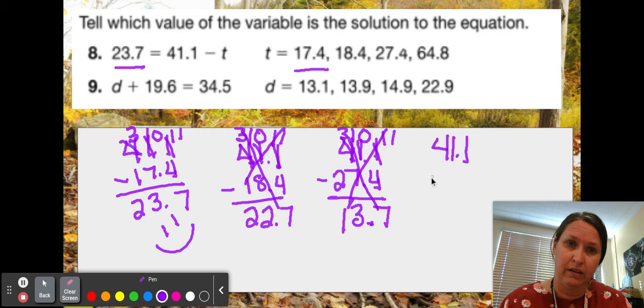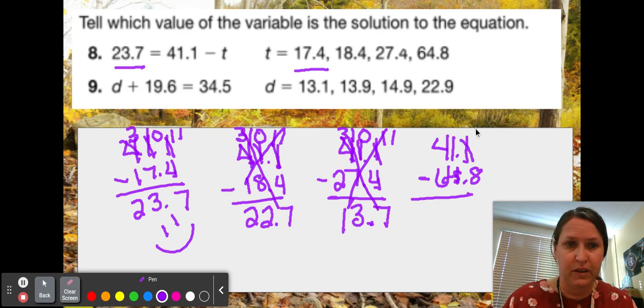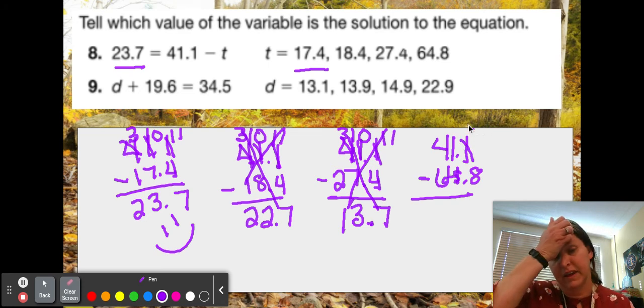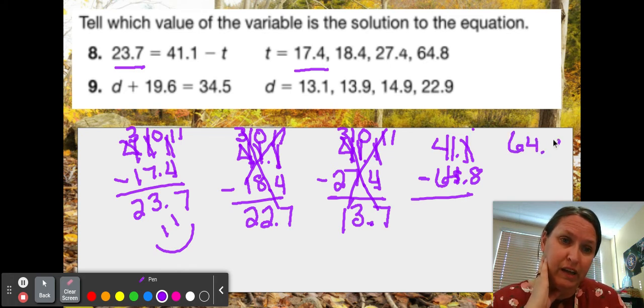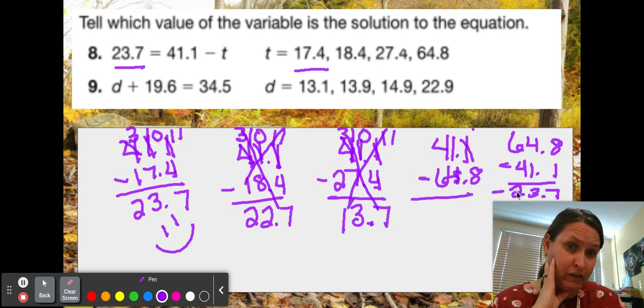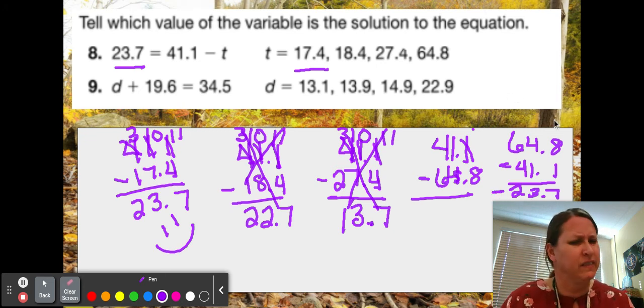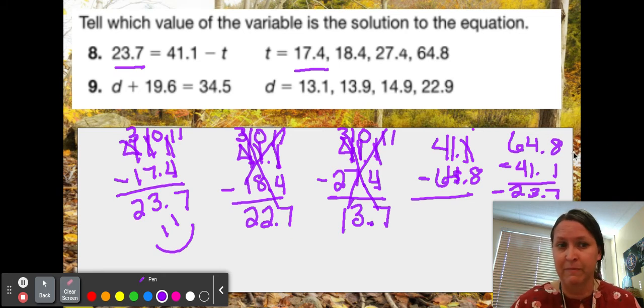41.1 minus 64.8. This one's a little tricky because I'm working with negatives. And so I basically have to do the opposite and then switch the symbol. So 64.8 minus 41.1, 7, 3, 2, 23.7, but I have to put the negative symbol here, so it's negative 23.7. Does negative 23.7 equal 23.7? No, it does not. So this one doesn't work. So my answer would be 17.4.